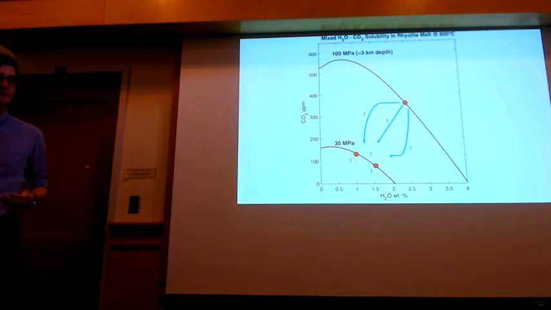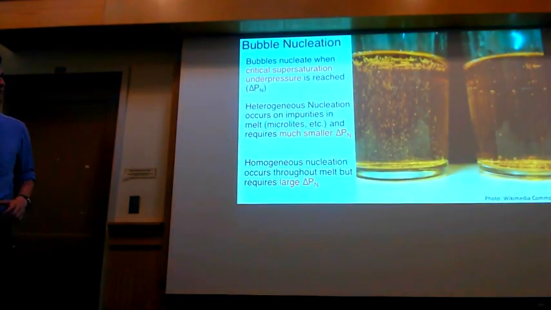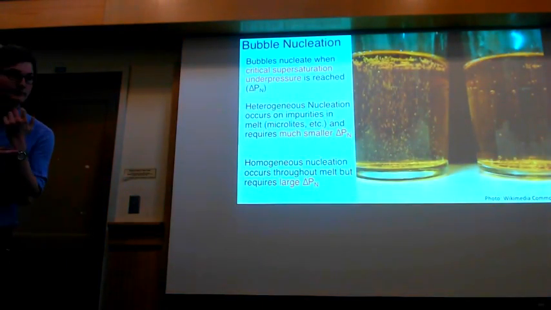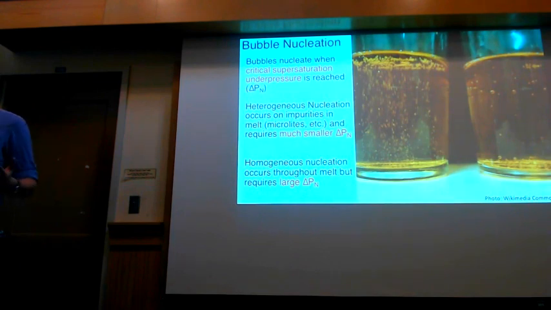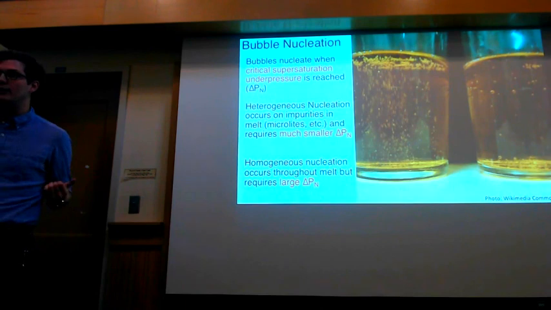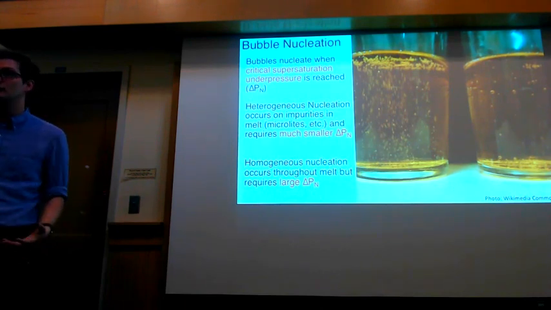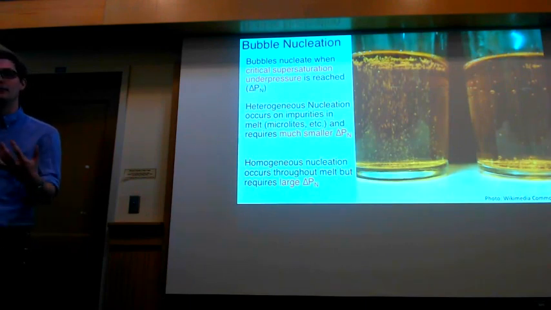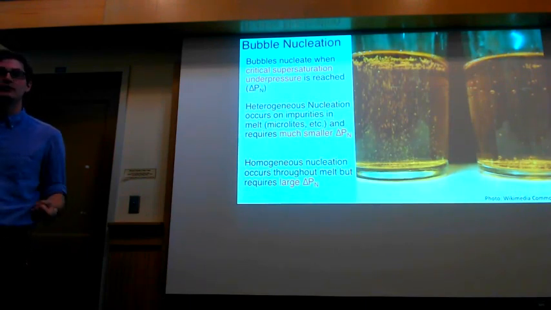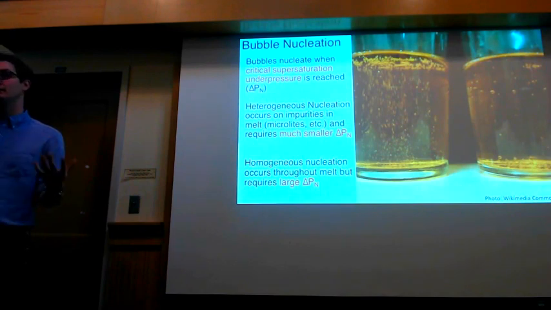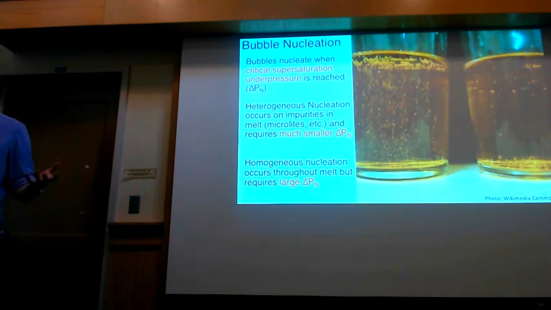So let's go into the beginning of bubbles. Bubble nucleation. To form bubbles, you have to nucleate them. And bubbles nucleate when you move far enough away from that isobar, when your pressures drop sufficiently that you just have too much water or carbon dioxide or other gases dissolved in the melt, and it can't hold on to it anymore. And so it has to go somewhere, so usually it forms bubbles. So bubbles nucleate when this critical supersaturation is reached, and there's 2 different types of nucleation we talk about.